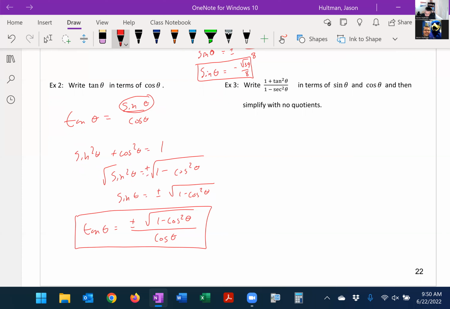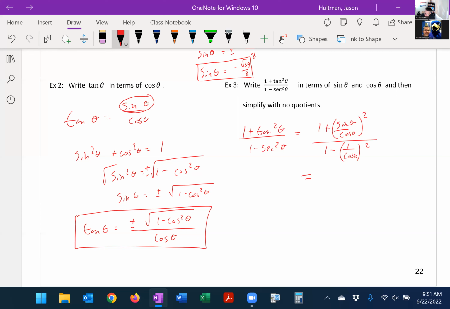Okay, example 3, write 1 plus tangent squared theta over 1 minus secant squared theta in terms of sines and cosines only, and then simplify. Okay, so we have 1 plus tangent squared theta over 1 minus secant squared theta is equal to 1 plus, tangent is sine theta over cosine theta, we're going to square that, all over 1 minus secant squared theta, 1 minus 1 over cosine theta squared.